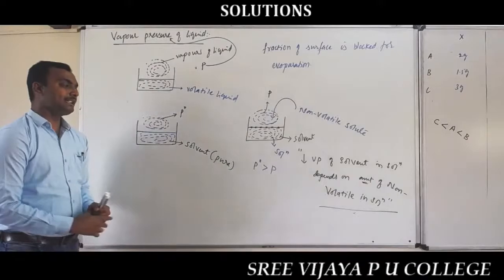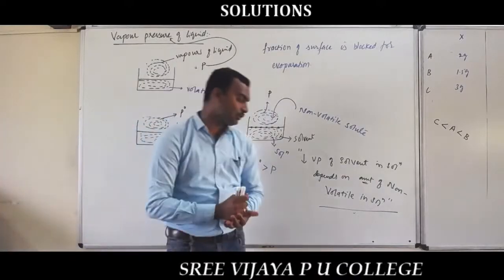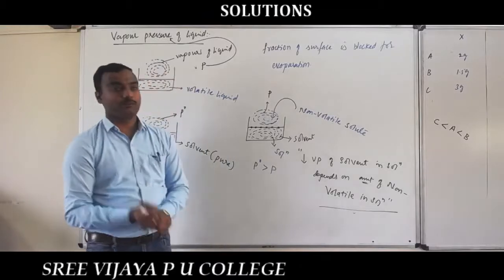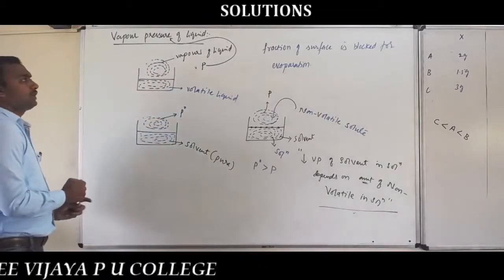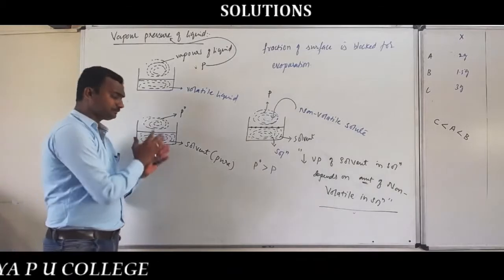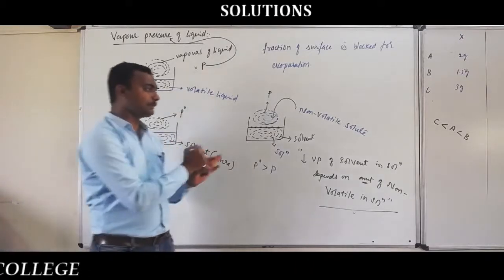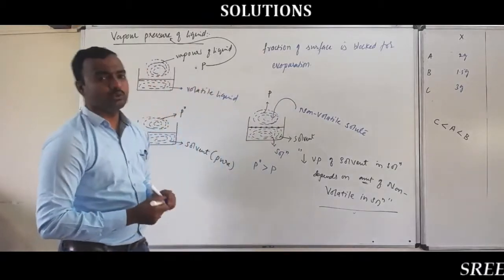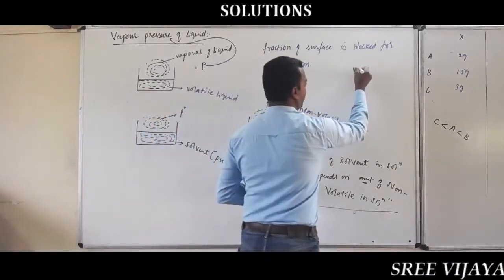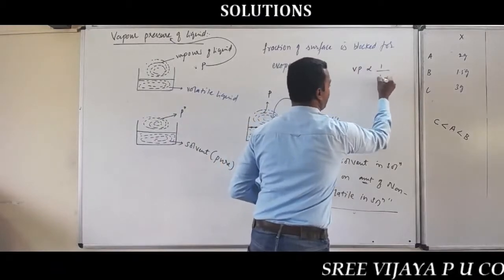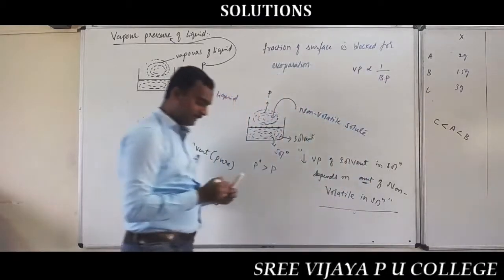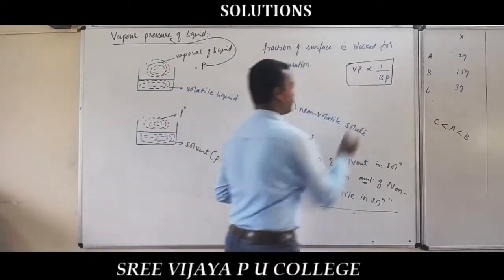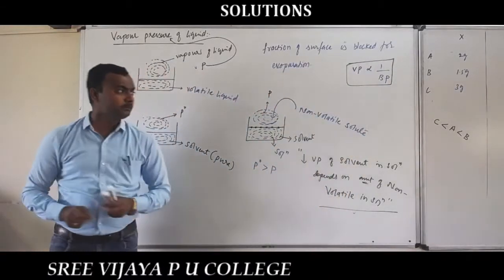That is decreasing in vapor pressure of solvent in solution mainly depends on the amount of non-volatile solute in the solution. So that is about the vapor pressure of liquid. And what happens to the vapor pressure of pure solvent when we add non-volatile solute? And one more thing you have to remember: vapor pressure is inversely proportional to the boiling point of the liquid. This is also very important for competitive exams. Vapor pressure is inversely proportional to boiling point.